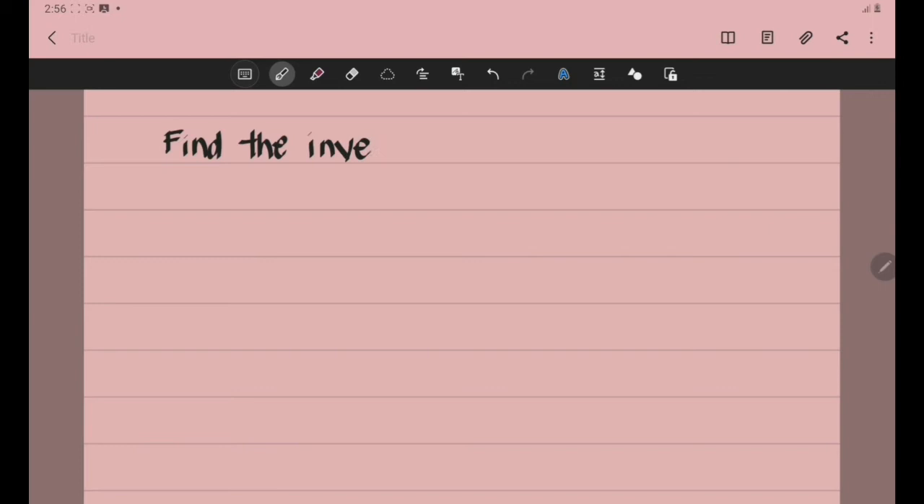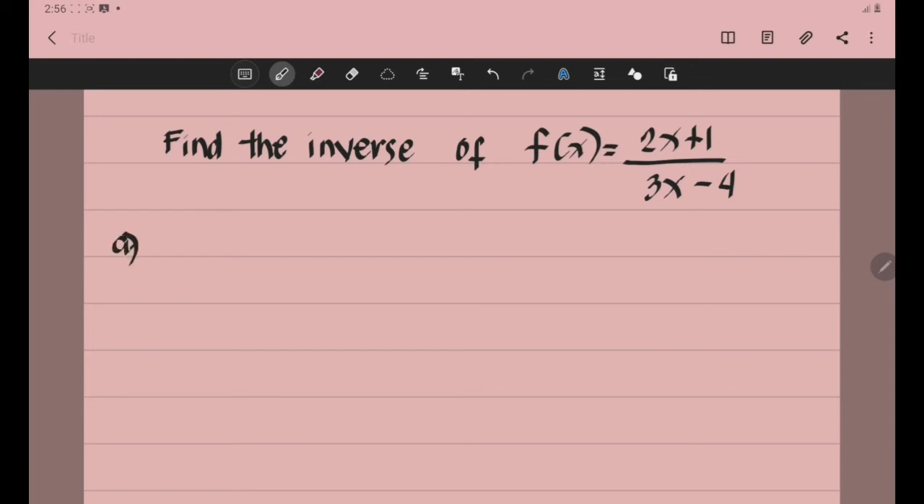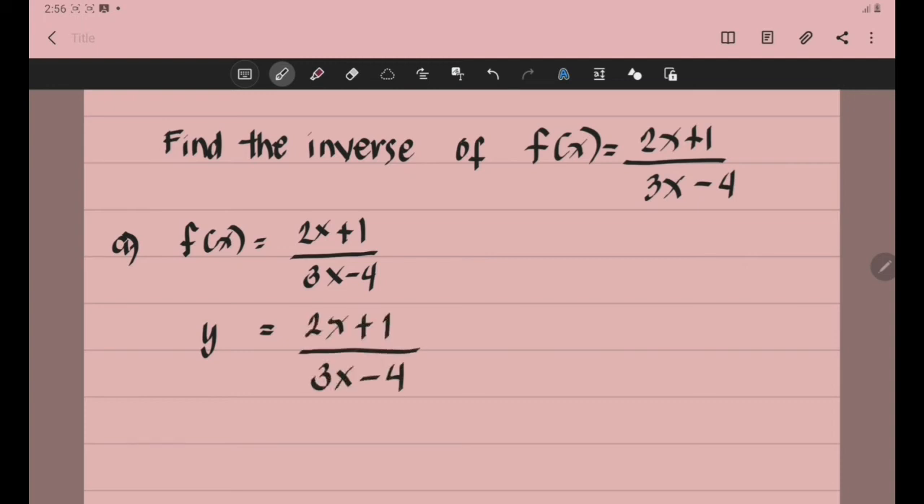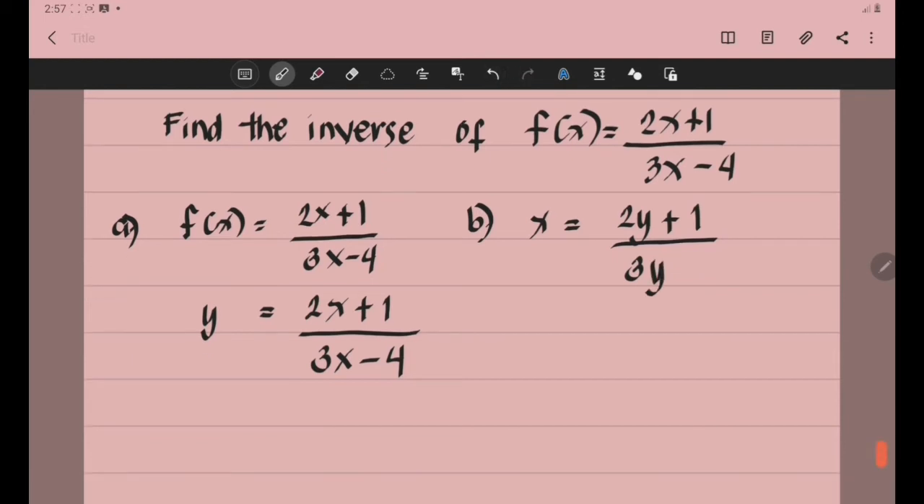Let us proceed with the next example. Let us find the inverse of f of x is equals to 2x plus 1 all over 3x minus 4. So our first step is to write y instead of f of x. So we will have y is equals to 2x plus 1 all over 3x minus 4. For our second step, we have to interchange the variables x and y. So we will have x is equals to 2y plus 1 all over 3y minus 4.